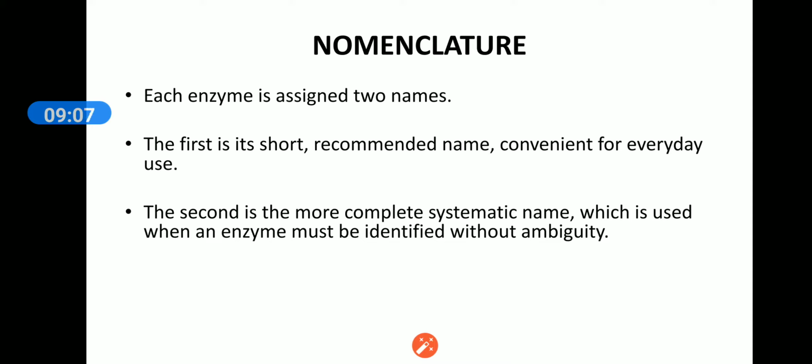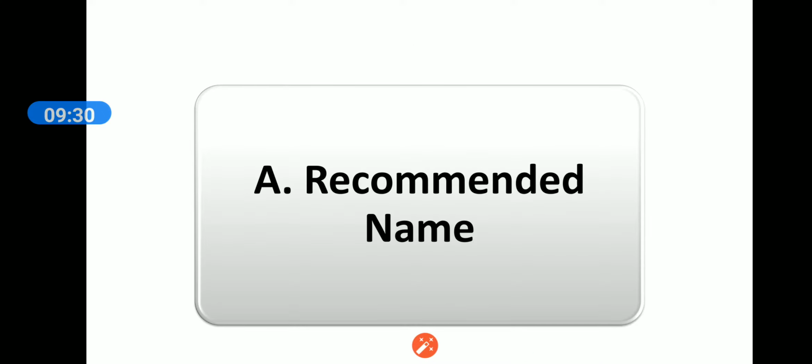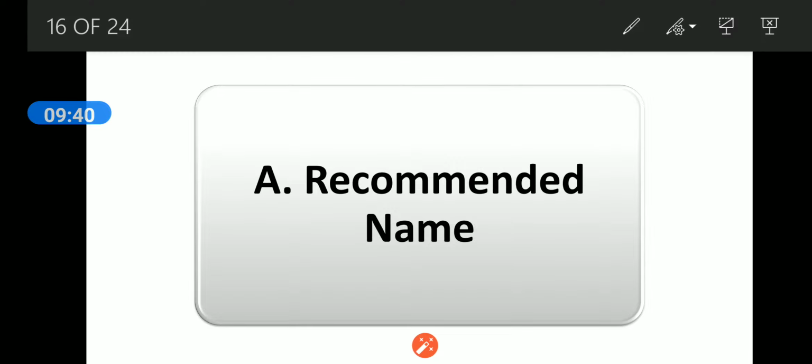Each enzyme is assigned two names according to Lippincott. The first name is a recommended name, convenient for everyday use. The second naming system is the systematic name, which is used when an enzyme must be identified without any ambiguity. Basically, these two systems, recommended name and systematic name, depend on three basic principles.